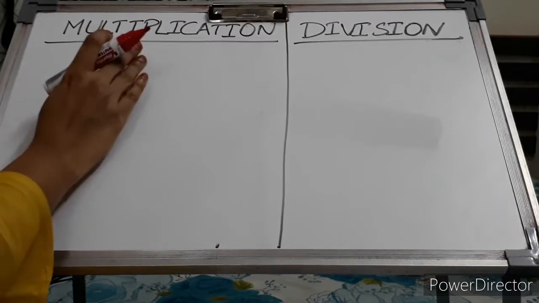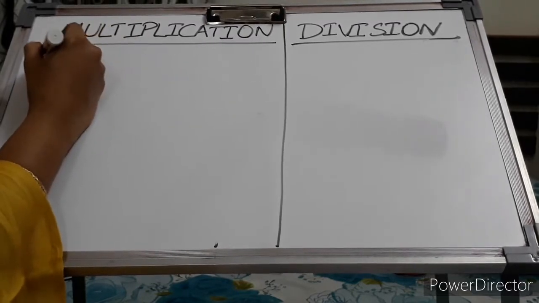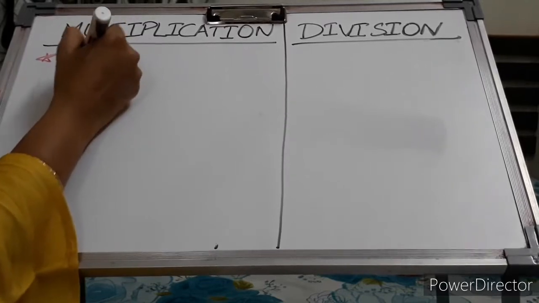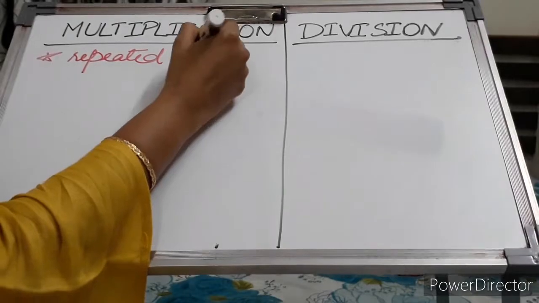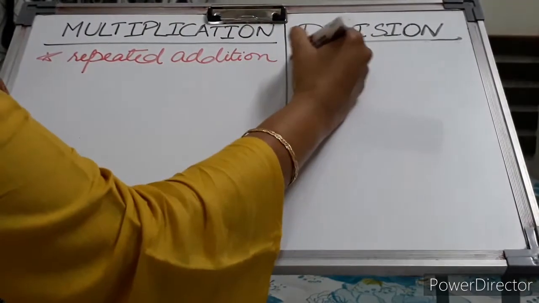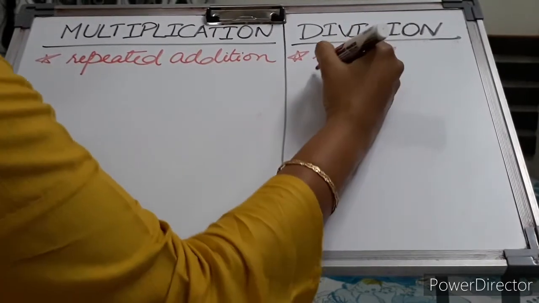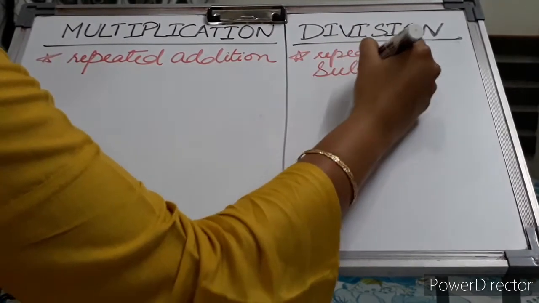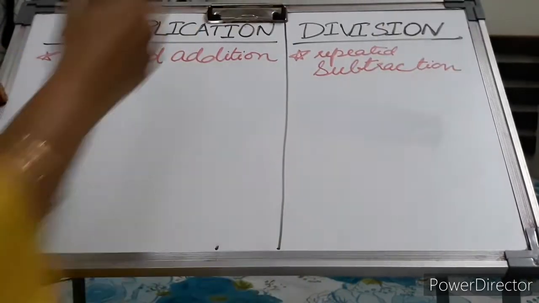First, whenever there is multiplication, we know that multiplication is what? It is repeated addition. Multiplication is repeated addition. We all know this. And division is repeated subtraction. Division is repeated subtracting. Okay.